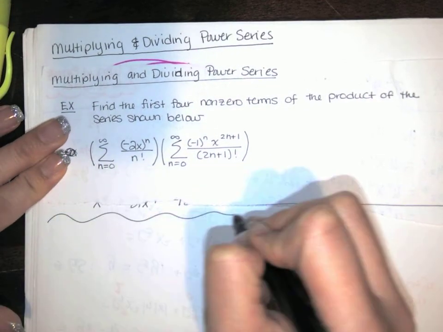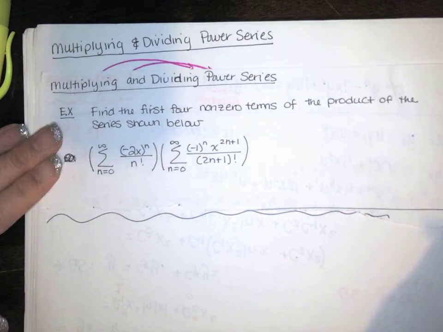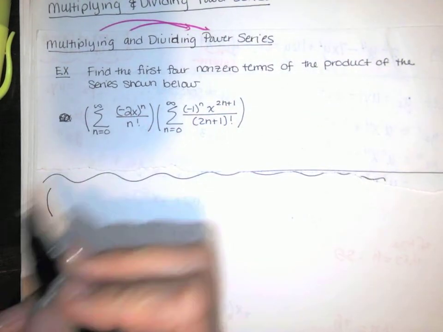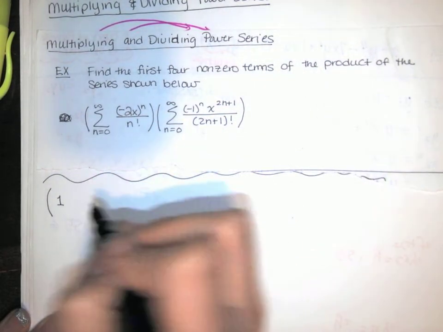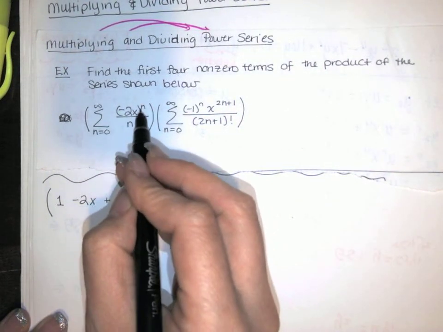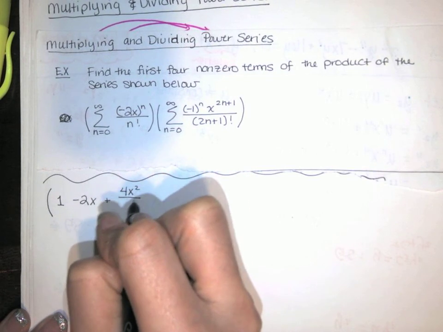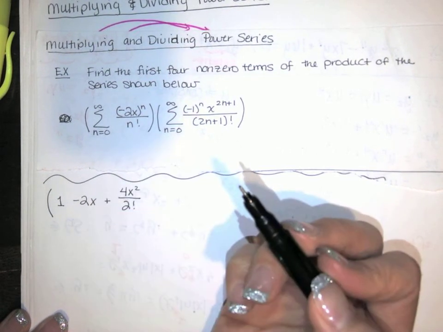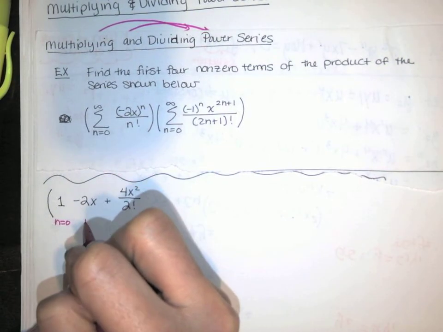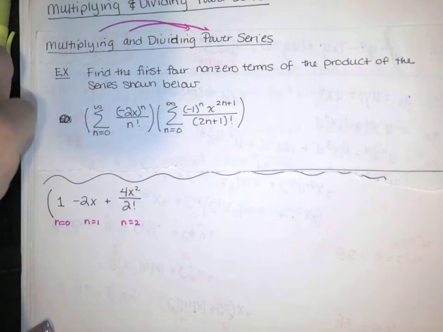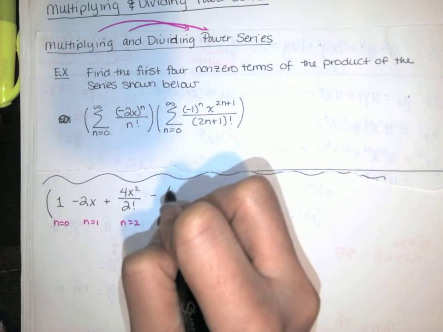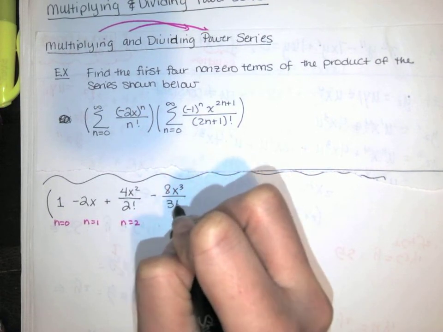Let's do this. The best way to start is to write out this series and write out that series. So that first series, when n equals 0, we get 1. When n equals 1, we get negative 2x. When n equals 2, that's negative 2x, quantity squared. That'll be 4x squared over 2 factorial. When n equals 3, you should write it down. This is n equals 0. Here's n equals 1. Here's n equals 2. Let's do n equals 3. That's going to be negative 2 cubed, which is negative 8, times x cubed over 3 factorial.